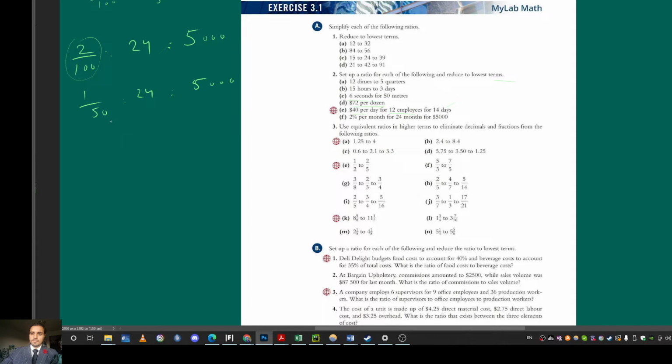The other thing I can do to make this into a whole number is multiply all of these with 50. If I multiply all of them with 50, then 1 over 50 multiplied by 50, the 50s cancel, and you'll get 1. So 1 ratio 50 multiplied by 24 is 1200, ratio 25,000. So you get 1 ratio 1200 ratio 25,000, right? Sorry, not 250,000.